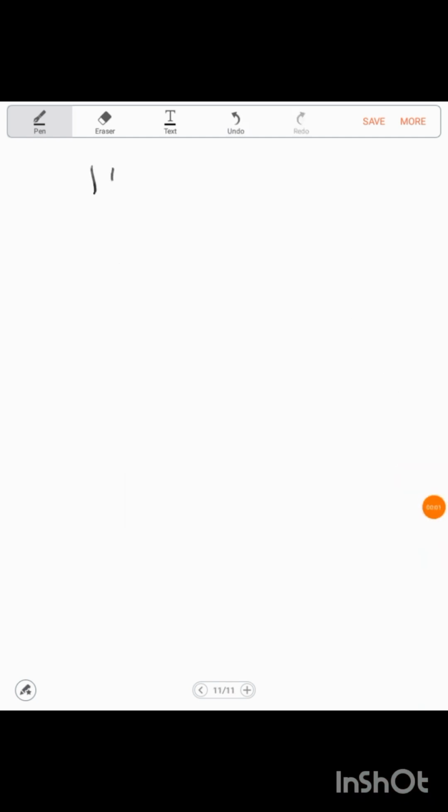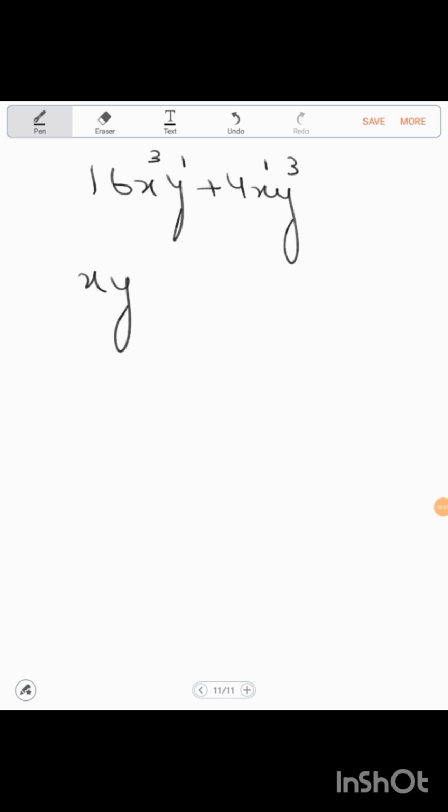Okay, now if you have 16x cube y plus 4xy cube. Now in the first term, y has power 1 and in the second term, x has power 1. So now you are going to see how many times you can take x and y as common. So the minimum number is 1. So you can take x and y common only once. So x and y is written outside the bracket just once.